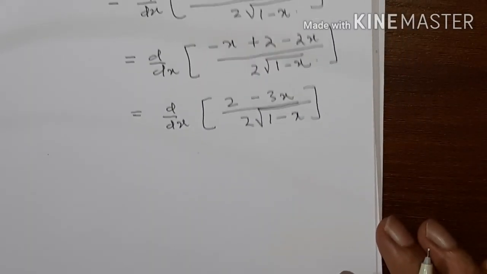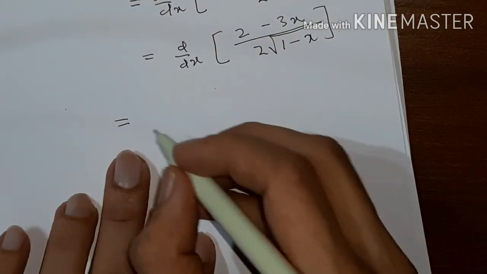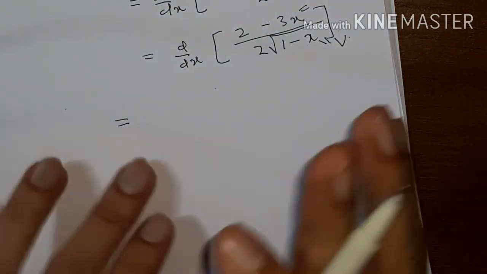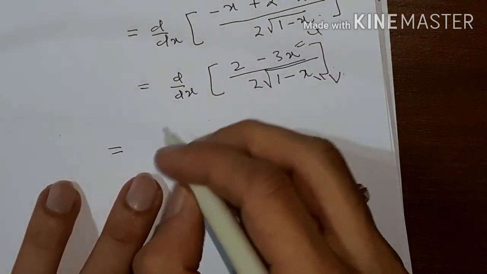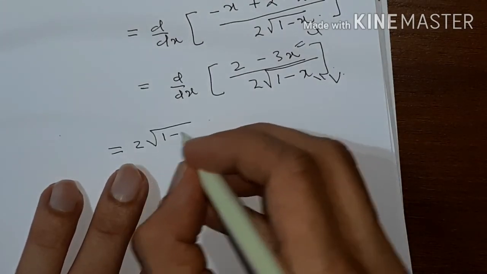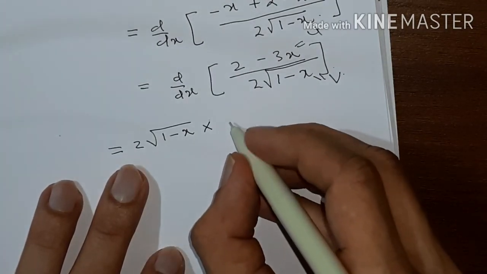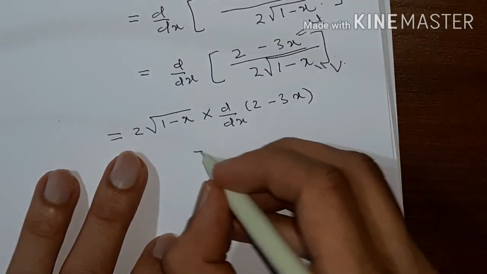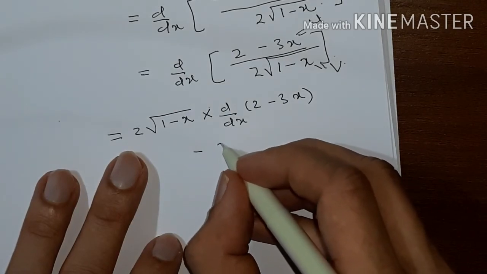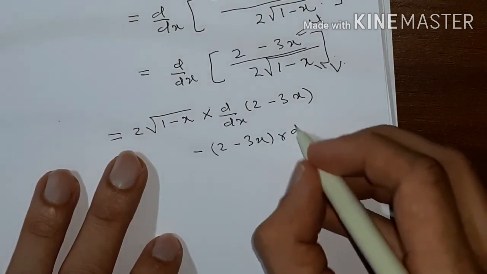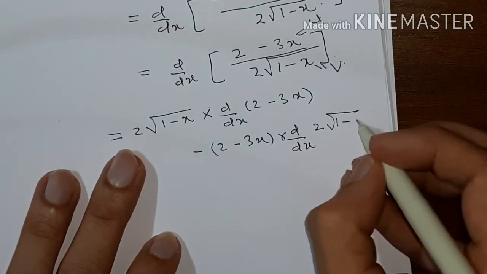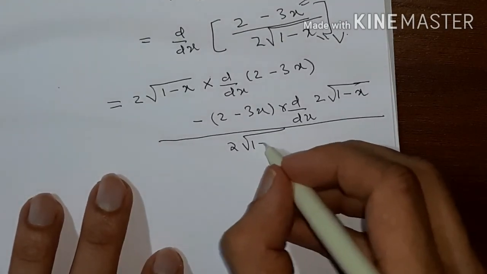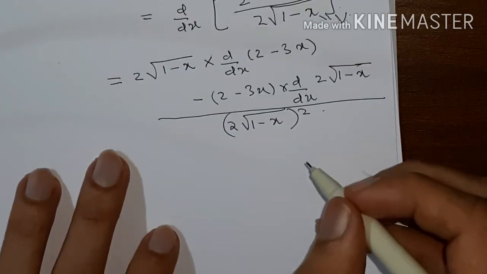Now from here we can take the derivative. So this is u, this is v. So the u by v rule we have to use for the derivative, right? So v, that is 2 root of 1 minus x, multiplied by the derivative of 2 minus 3x, minus what you will get, 2 minus 3x, multiplied by the derivative of 2 root of 1 minus x, the whole divided by 2 root of 1 minus x the whole square, right?